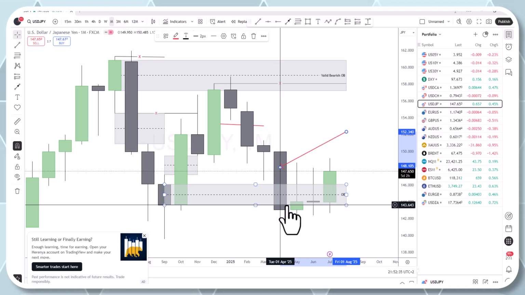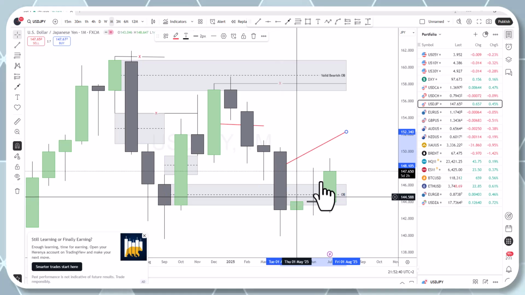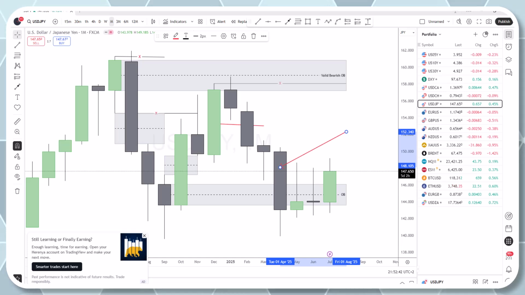So those are the checklist items that I use personally to validate an OB, right? I refer to this as structural liquidity patterns. Then we continue with the breaker block model, right? There's a variation I sometimes use also, and it's called the breaker block pattern.